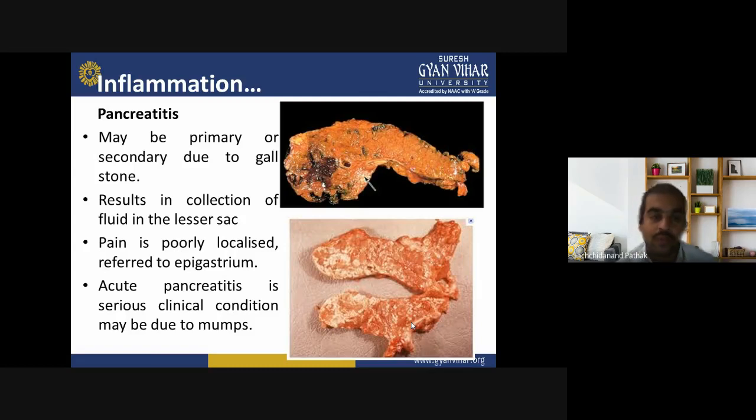All the fluid will be collected in the lesser sac, and you will feel the pain in your epigastric region, due to the mass formation. If there is inflammation in the pancreas, that will be acute pancreatitis.